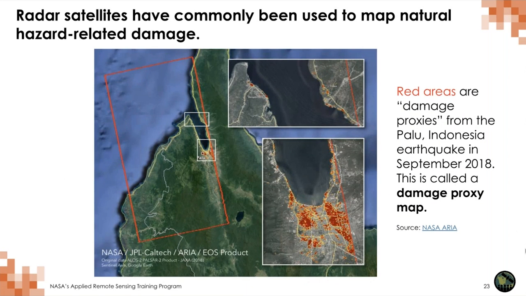So radar satellites, due to their sensitivity to the structure of a region, are commonly used to map damage proxies, indicators of damage to urban or otherwise built up infrastructure after natural hazards. So the image below is from the NASA Advanced Rapid Imaging Assessment Group, which commonly puts out things called damage proxy maps after a natural hazard, a natural disaster. The red areas in this image illustrate proxies for urban damage from radar satellite derived data. These data were generated from a sensor we won't be working with today, but indicate the same type of change we will be working with in our example.